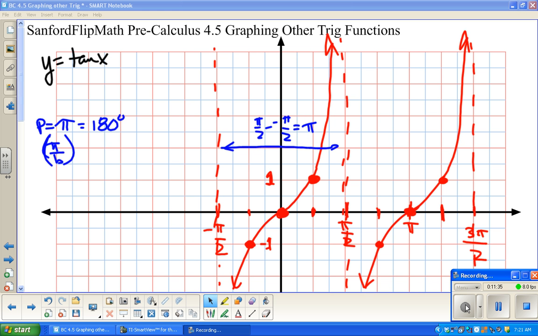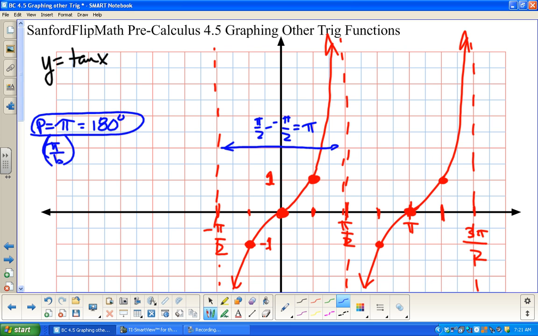Okay, so what else? Period for tangent, 180. Amplitude? Well, amplitude, remember, is max minus min over 2. Well, the maximum is infinity, minus the minimum is negative infinity. This is kind of silly. So this is 2 times infinity divided by 2, which is infinite. All right, well, that's just kind of silly.